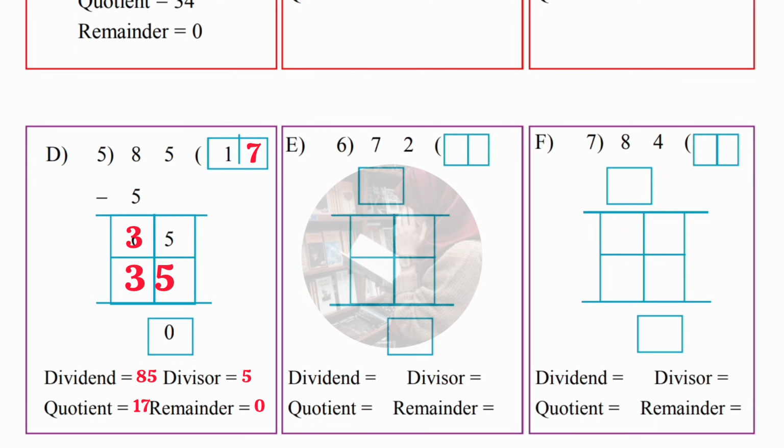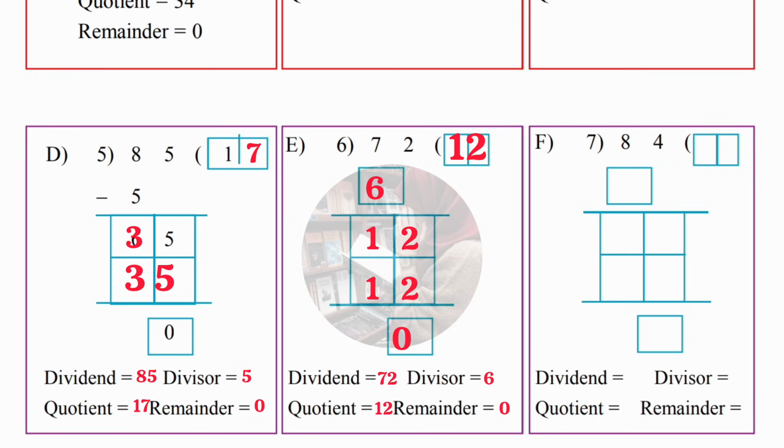Next, fifth one, 72 dividend and 6 divisor. We'll do the division. 6 1's 6. So 1 will be left, 2 we have to write down as this. It will become 12. So 6 2's 12. 0 is the remainder. Then dividend is 72, divisor is 6, quotient is 12 and remainder is 0.